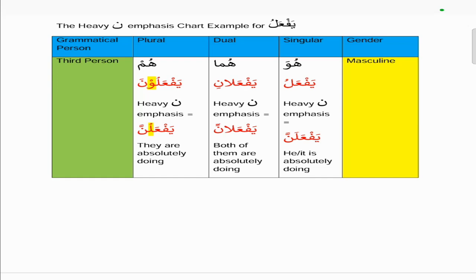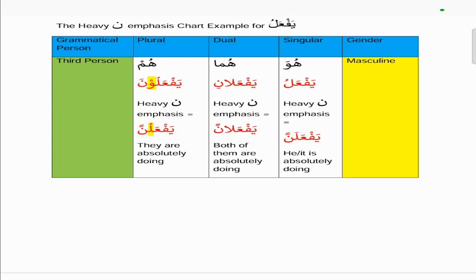And this means he is absolutely doing this. So it's a double emphasis. So he is absolutely doing this, or doing. And then the huma is yaf'alani, which is a normal version. So if you want to add a heavy noon emphasis, then it becomes yaf'alani. So which means both of them are absolutely doing.